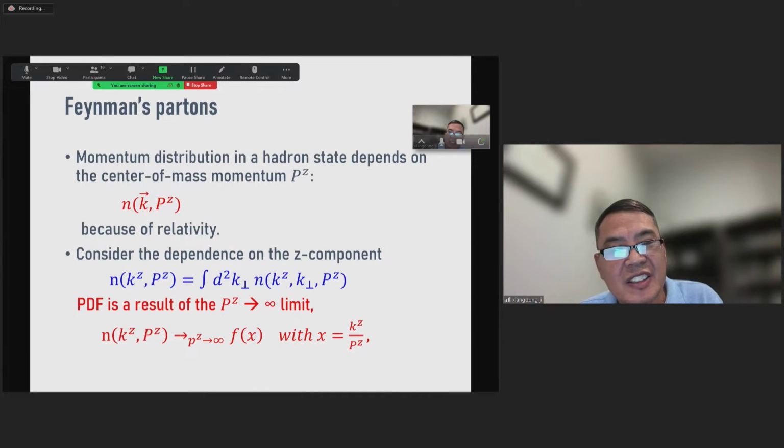So we can start to consider the momentum distribution in a hadron state with some center-of-mass momentum P. And because of relativity, the momentum distribution now depends on the momentum of the hadron. And the momentum k here is that of some constituent, an up quark or a gluon. So you get a momentum density which depends on the momentum of the hadron, or center-of-mass velocity. And of course, in high energy scattering, we're only interested in longitudinal momentum, and therefore we can integrate out the transverse momentum. And the PDF, in Feynman's view, is just the limit of this quantity as the momentum of the hadron goes to infinity. So the PDF is the momentum distribution as the system's momentum goes to infinity.